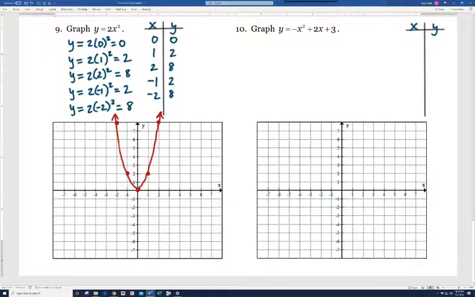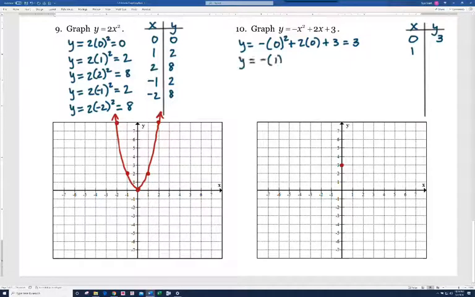So again, we're going to make a table of values. I would start with 0. When you plug in 0, you're squaring 0, and then you're applying the negative. But 0 squared is 0, -0 is just 0. Of course, 2 times 0 is 0. So we're just going to end up with 3 here. So we have 0, 3.